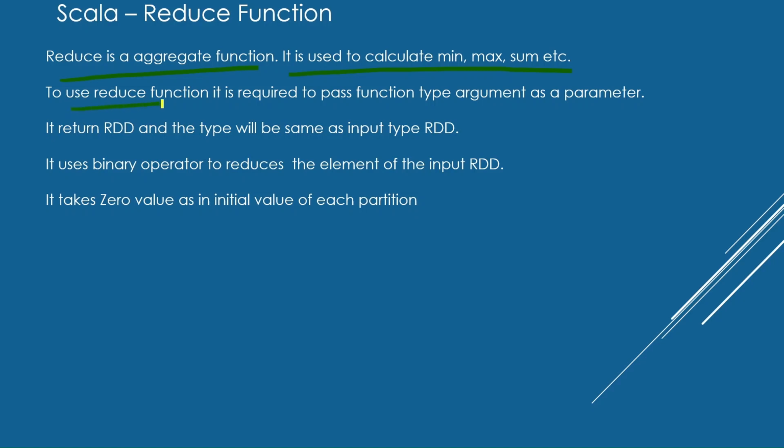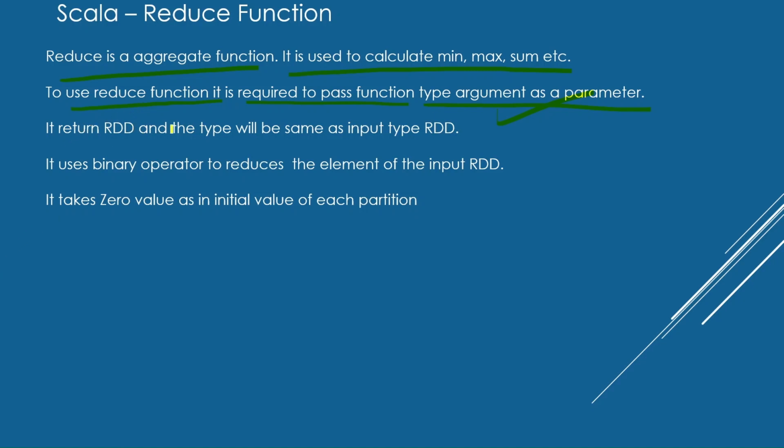To use the reduce function, it is required to pass a function type argument as a parameter. It means that whenever you are going to use reduce to do any kind of aggregation, the aggregation function needs to be passed as a parameter in the reduce function, either min, max, sum, count, etc.